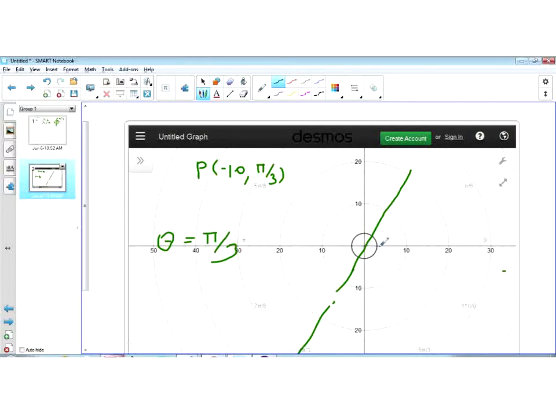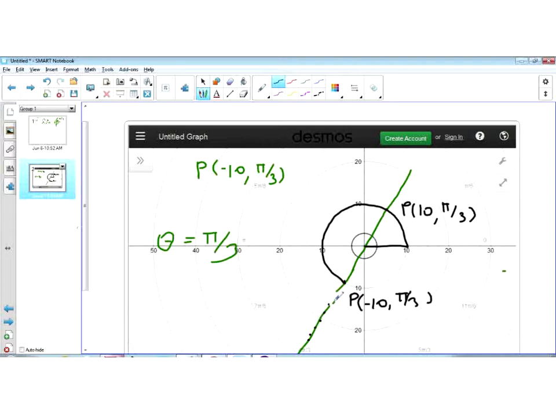To do so, remember the procedure? We go out a radial arm length of 10, then we rotate pi thirds, and so the coordinate of this point would be P(10, pi thirds). Then we take the point and rotate it pi radians until you come back here, and so the coordinates of this point would be P(negative 10, pi thirds).